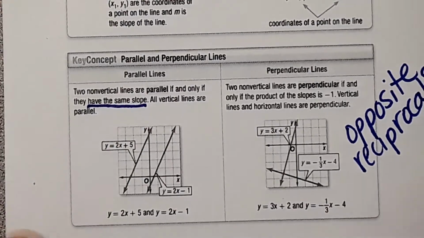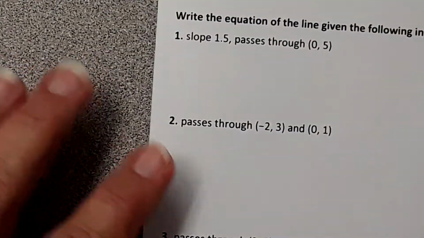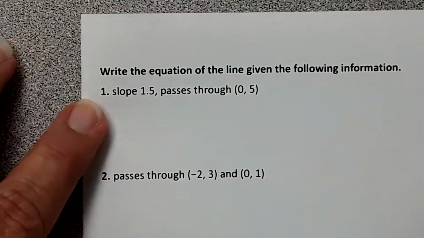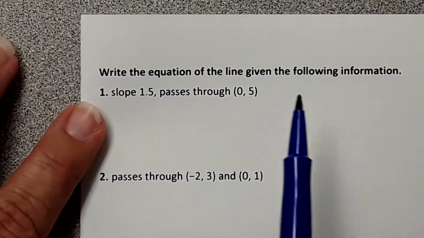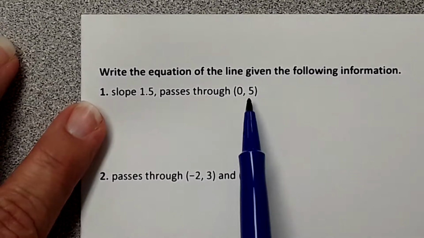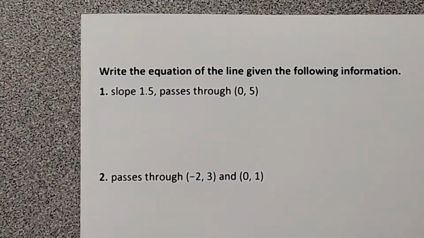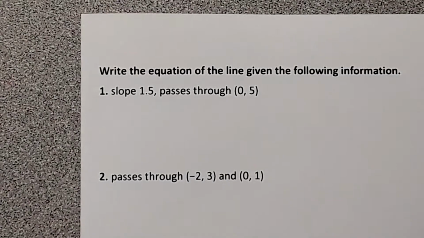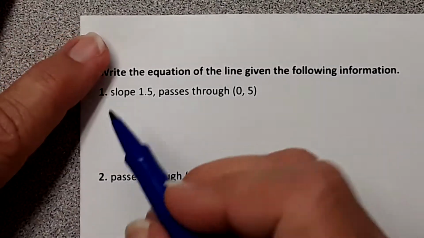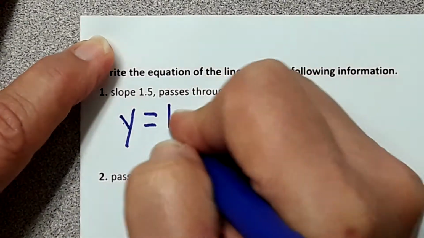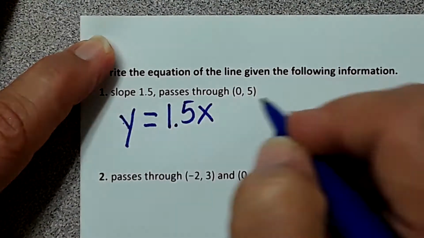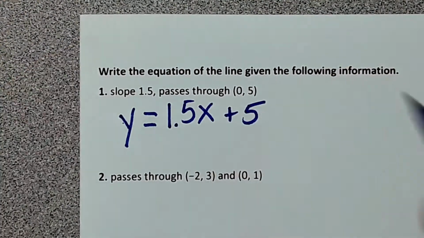Okay, so we're going to do the very first example. It's asking us to write the equation of the line given the following information. Well, I'm given a slope and I'm given the y-intercept. How do I know that's the y-intercept? Because it's 0 and a number. Remember I wrote that? So to write this, we would just write y equals 1.5x plus 5.